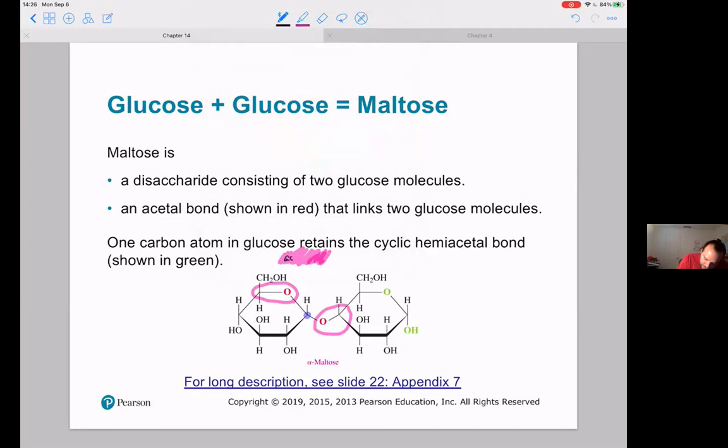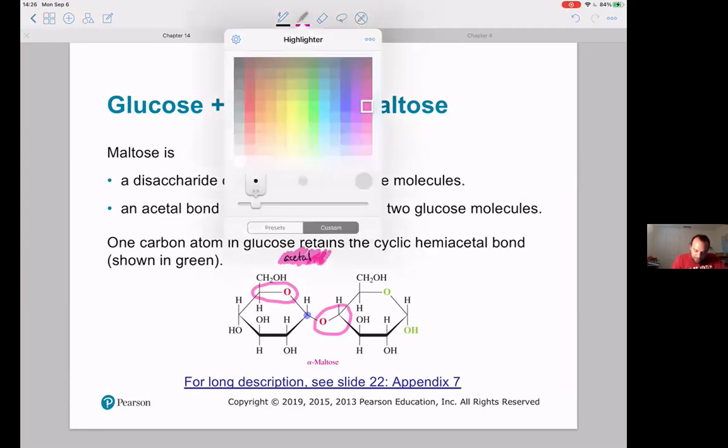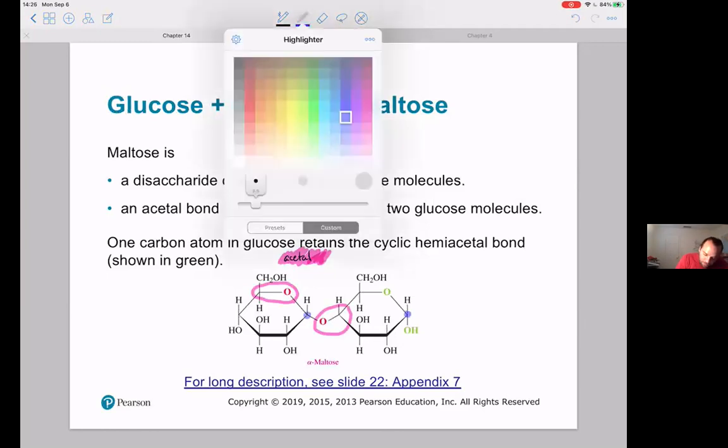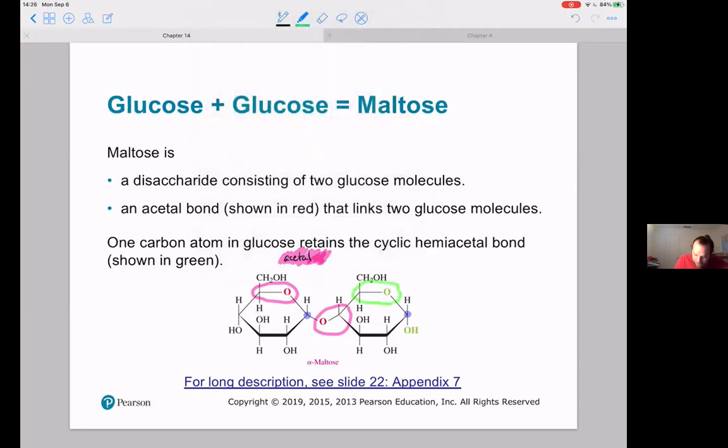would be an acetal. And then on the other end, we have again our carbonyl carbon, but on one side is the alkoxy group, and on the other side is an alcohol group. So this in green would be a hemiacetal. Okay.